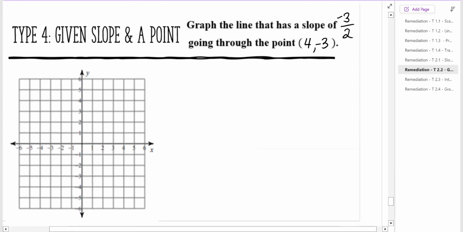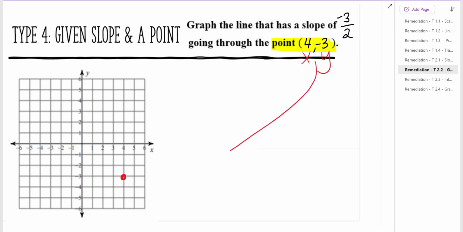The last one, the point 4, -3. 4 is x, -3 is y. So that means 4, -3. So this point is right there. Slope is -3/2. So we're going to go down 3, right 2. So down 3, right 2. Draw a point. And you can find more points on the other side.